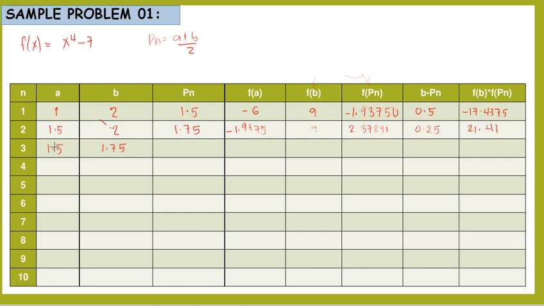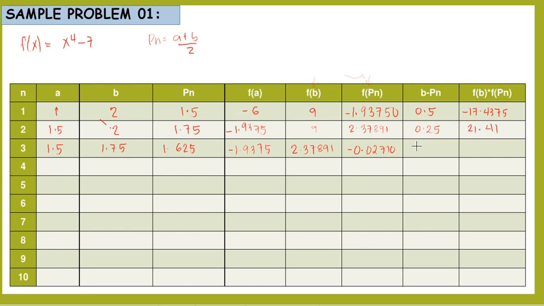Okay? So, kukunin natin yung midpoint nito, substitute lang dito sa equation. Ang value natin dito is 1.625. And then getting the functions of the values of A, B, and Pn, that is equal to 1.9375. This is equal to 2.37891. Yung FPN natin is negative 0.02710. So kindly check or kindly calculate if my calculation is correct.